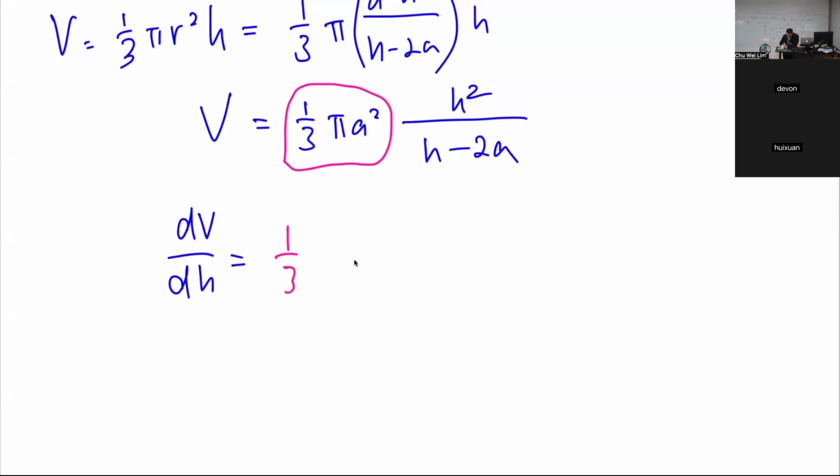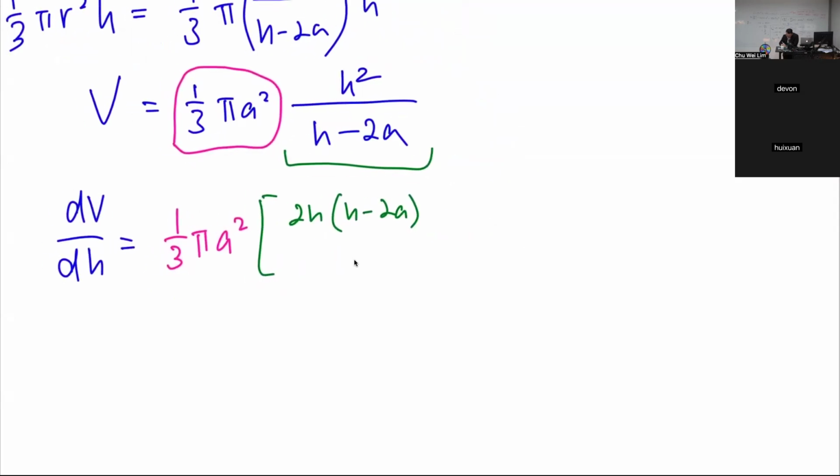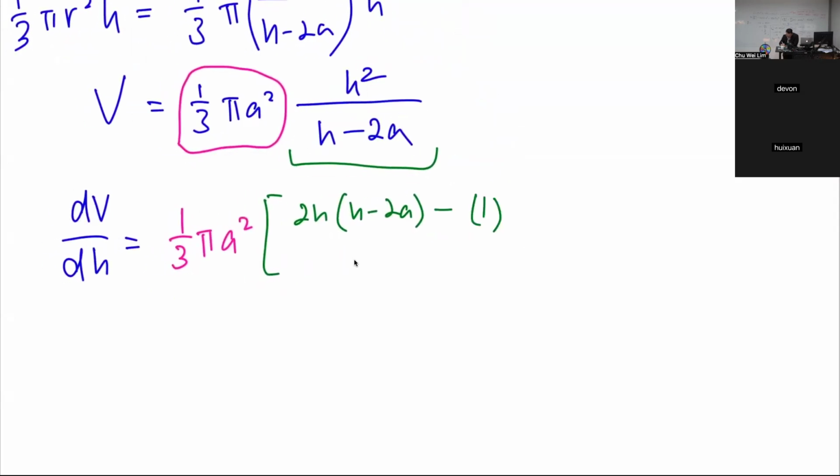Then 1 over 3 pi a square, right? Then you differentiate this portion, the green one. So you differentiate on top is 2h, right? Times bottom is h minus 2a, right? Minus differentiate bottom is 1, right? Times top is h squared, right? Whole thing divided by h minus 2a whole thing squared, right?